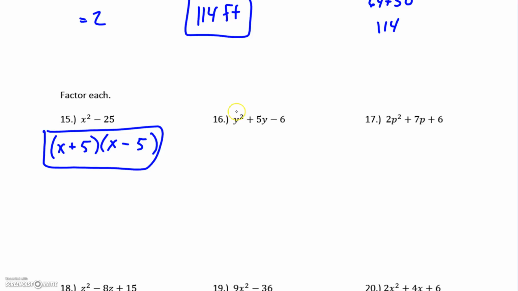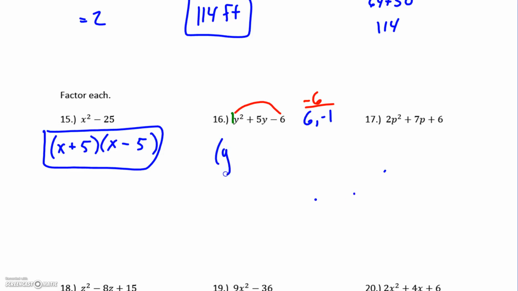On the next one, I build a bridge because it's a trinomial. Anytime I have a trinomial, I build a bridge. So first coefficient times the last, that's negative 6. So now I need two numbers that multiply together to give me negative 6, but add together to give me this middle coefficient of 5. And the two numbers are going to be positive 6 and negative 1. Since I have a 1 out front on this one, it's a 1y squared, I can use my shortcut.